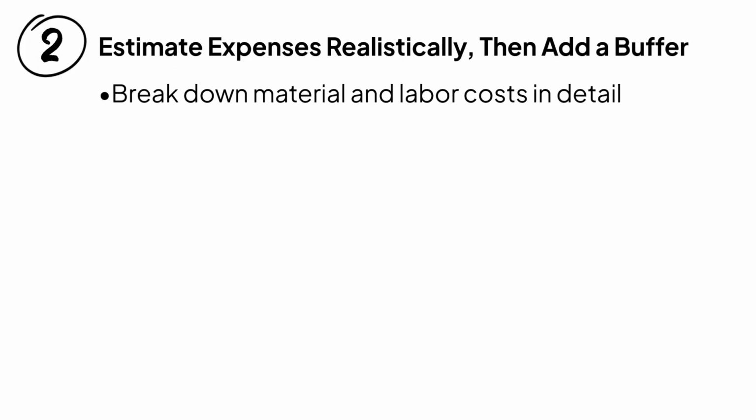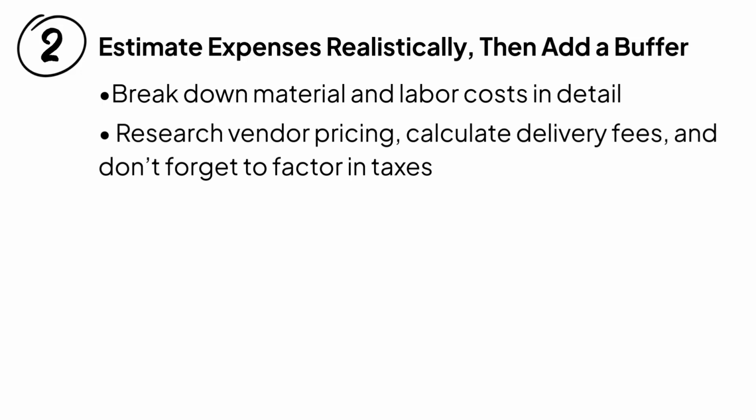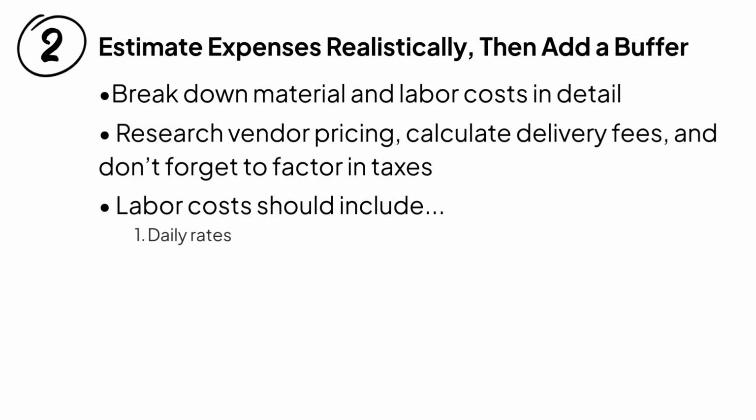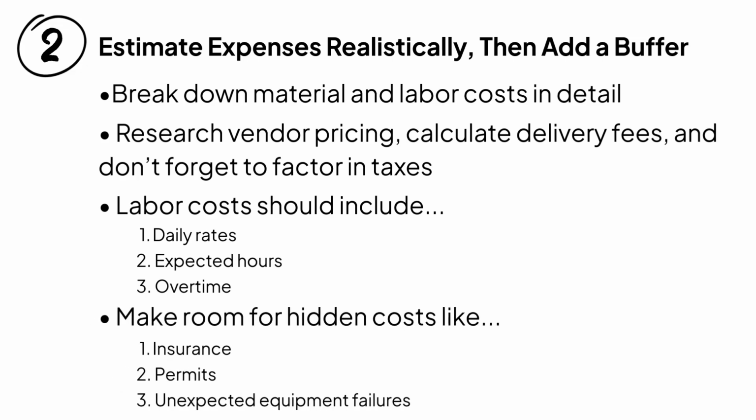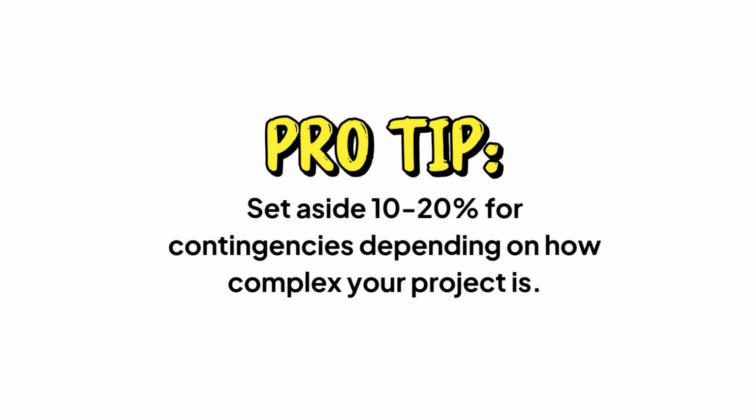Break down material and labor costs in detail. Research vendor pricing, calculate delivery fees, and don't forget to factor in taxes. Labor costs should include daily rates, expected hours, and any overtime if you're on a tight timeline. On top of that, make room for hidden costs like insurance, permits, or unexpected equipment failures. Pro tip: set aside 10 to 20% for contingencies depending on how complex your project is.